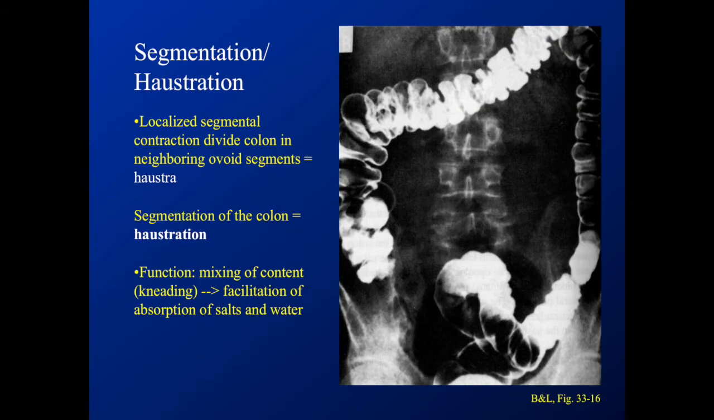So here is a barium contrast of the segmentation in the colon. These localized segmented contractions divide the parts of the colon into haustra. And the segmentation, like I've mentioned already, is called haustration. And you can see here there's a segmentation with a contraction after it: segmentation, contraction, segmentation, contraction, segmentation. And this happens all the way around the colon, with the exception of the rectum. And the function of the segmentation is mixing of the content and facilitation of absorption of salts and water.